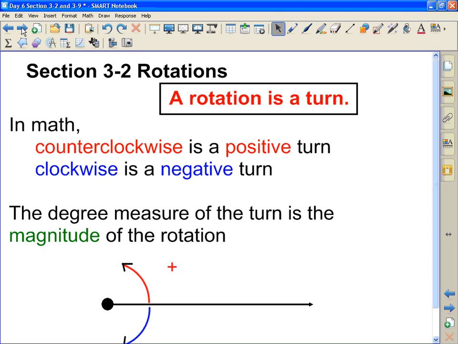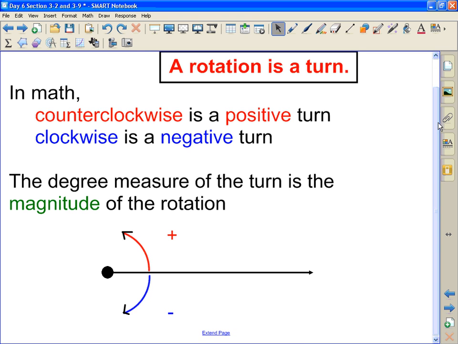Section 3.2, rotations. A rotation is a turn. Anytime you turn something, you have a rotation. In math, to determine which way we're going to go, if you ever have a positive rotation, you're going to go counterclockwise. Highlighted in red down here, if I'm starting here, anytime I go counterclockwise, that's a positive rotation. If I go clockwise, I would have a negative turn.